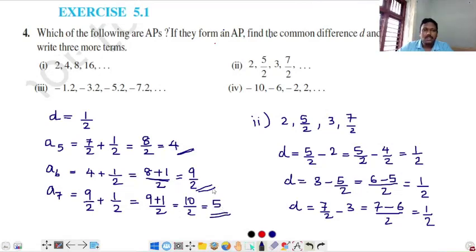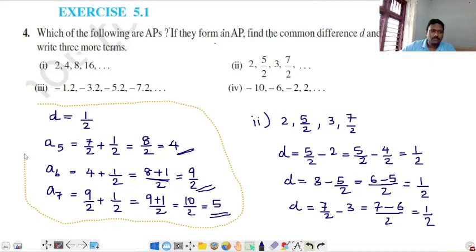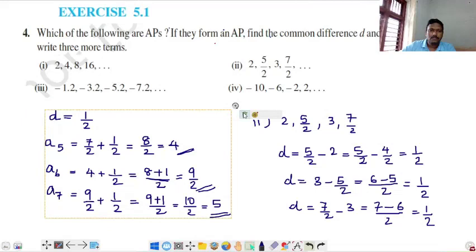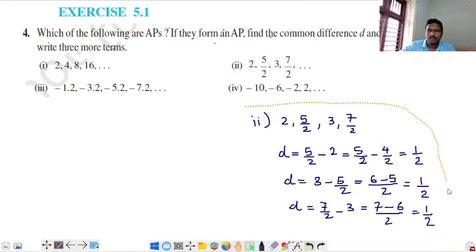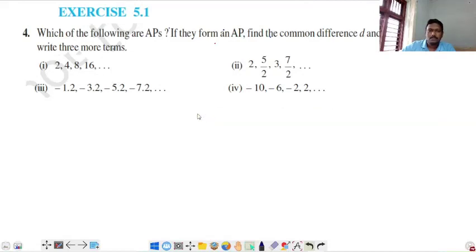Okay children, so let us move to question number 3. In question number 3, we can check if it forms an AP or not. So we have to find the common difference. Third question we are doing.